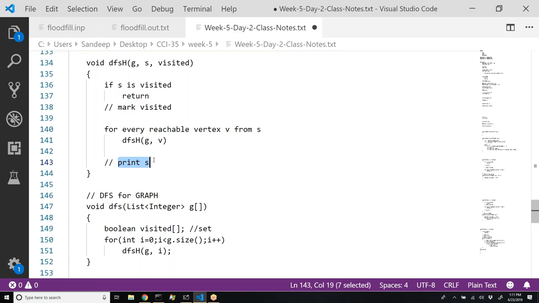Add it to either a stack or any list so that we can print that in the end. Here we can also pass a list to it, or we can declare a global list. But DFS with a slight modification gives us topological sort. That is a DFS way of getting to topological sort.